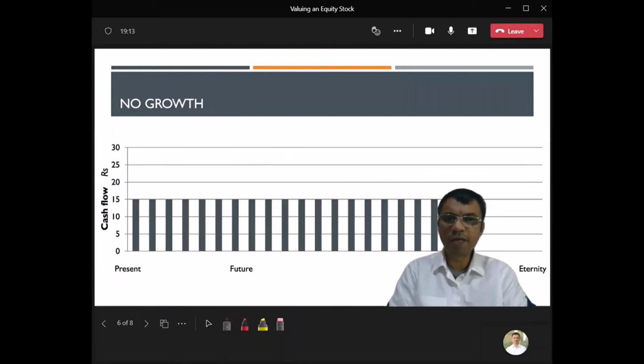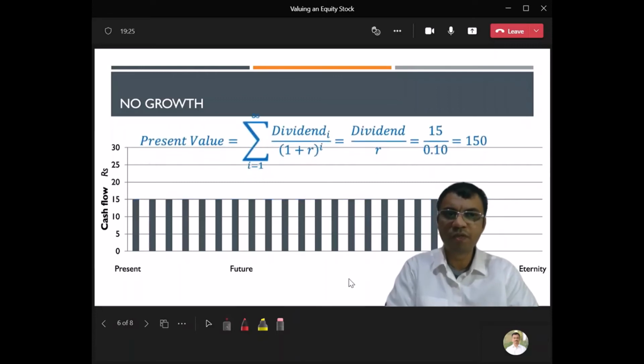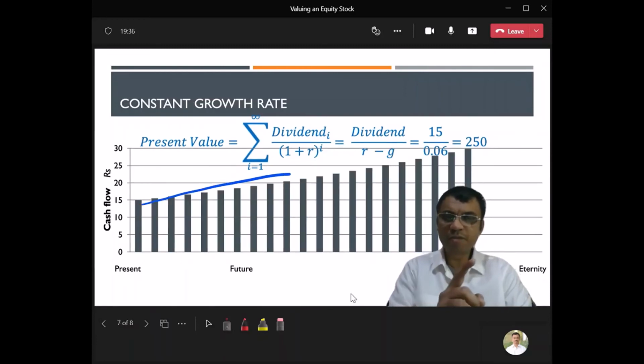Now let's say a company X pays a dividend of 15 rupees per year, and the company will continue paying the same amount forever. If the discount rate is 10%, then the present value of the dividend is C by R, that is 150 rupees, as per the perpetuity formula. If the dividend payment is expected to increase by 4% per year, then we use the formula for growing perpetuity, which is C by (R minus G), that is 15 by (0.1 minus 0.04), or 250 rupees. This is known as the constant growth model.